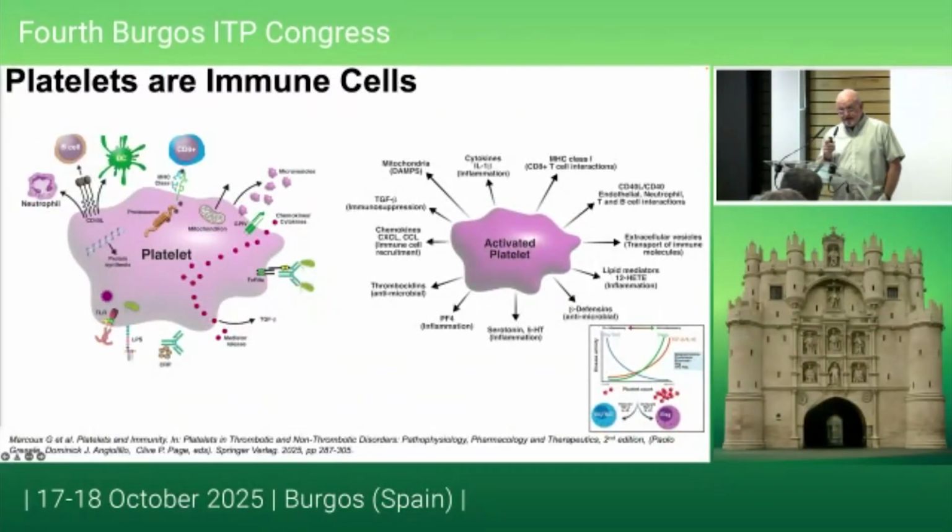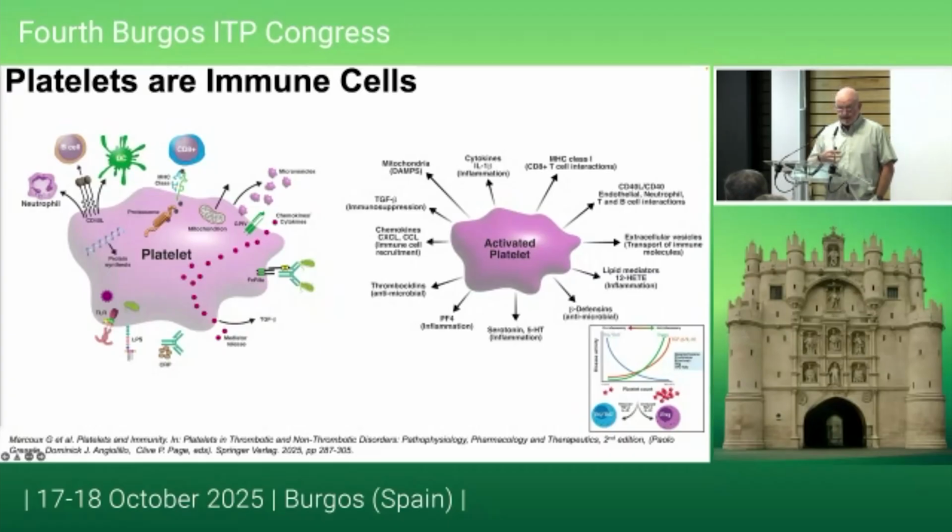Just to remind everybody, platelets, we think about them as the innocent bystander. They're the things that are destroyed in ITP. Well, the thing is, platelets are immune cells too. They're not just hemostatic fragments. They have a whole variety of immune nature to them.